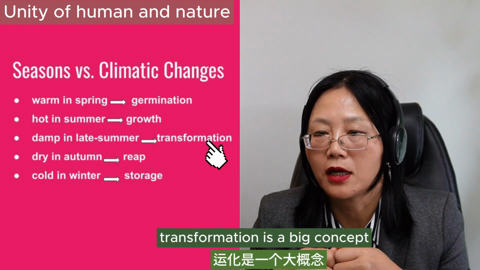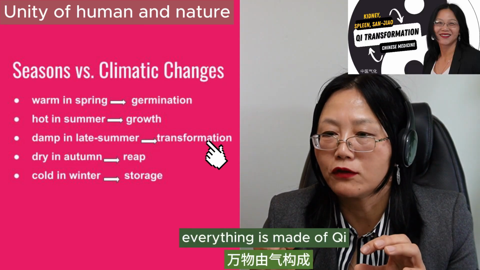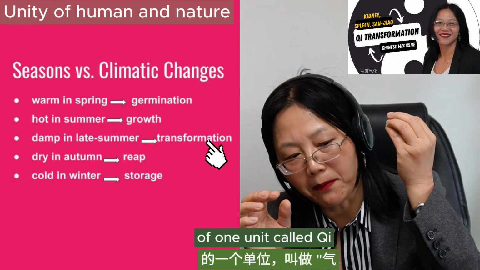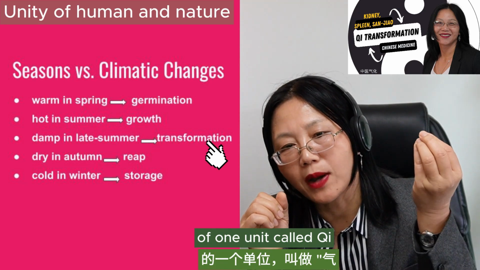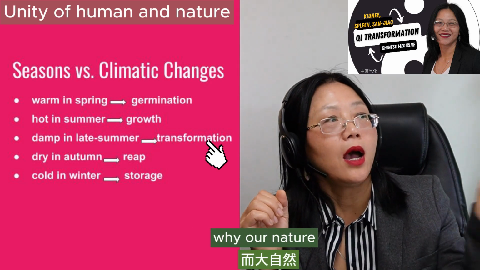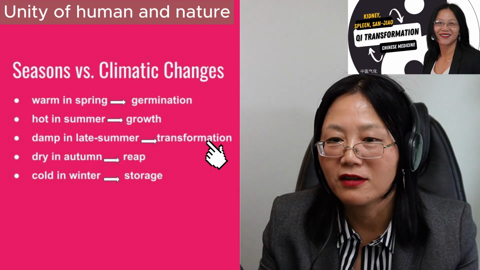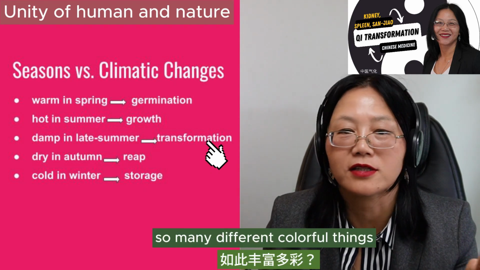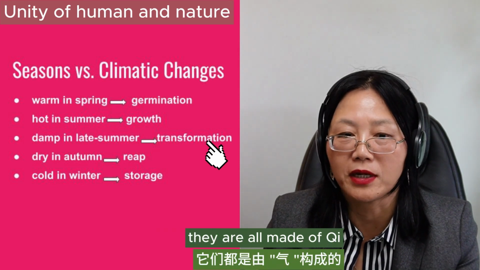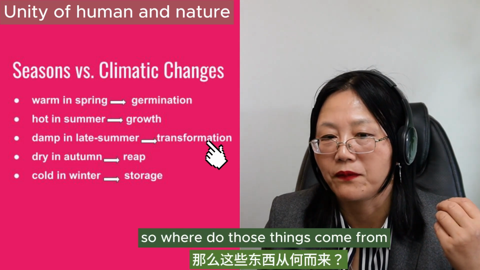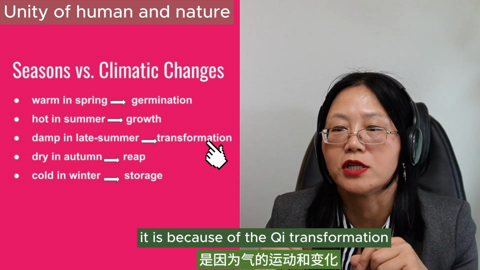Transformation is a big concept. Everything is made of qi. Why, if it is made of only one unit, one material called qi, are nature and humans so diversified? So many different colorful things, various things. They are all made of qi. So where do those things come from? It is because of qi transformation.